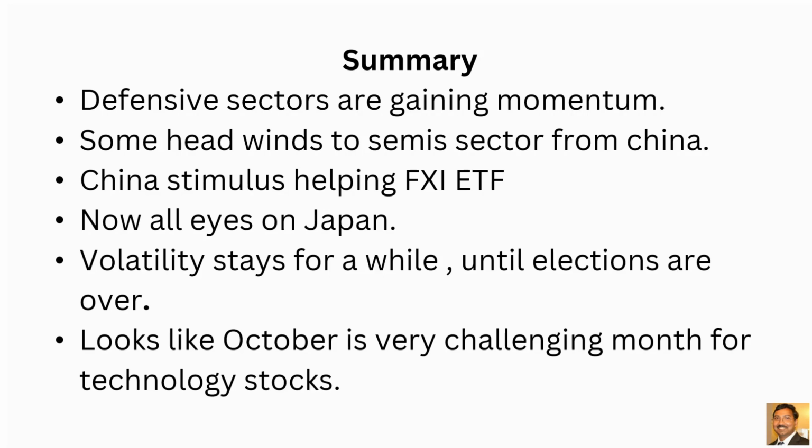On August 5th, we saw the carry trade issue when Japan raised the interest rates. If the new prime minister encourages raising the interest rate, then it will impact the US stock market as well. And volatility stays for a while until elections are over. As this is the last month before elections, huge volatility stays until the elections are over. Looks like October is a very challenging month for the technology stocks, as we've seen in the QQQ chart, and also QQQ seasonality, Nvidia stock, and China news on Nvidia, all are very challenging to the technology stocks.